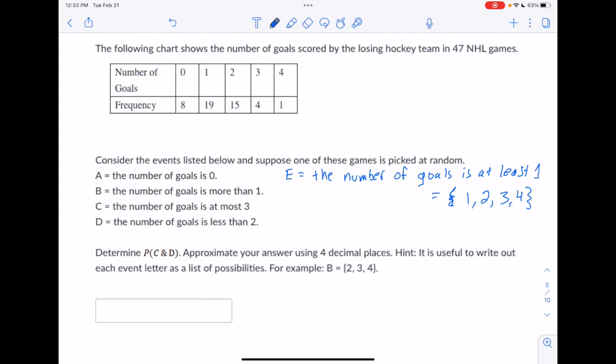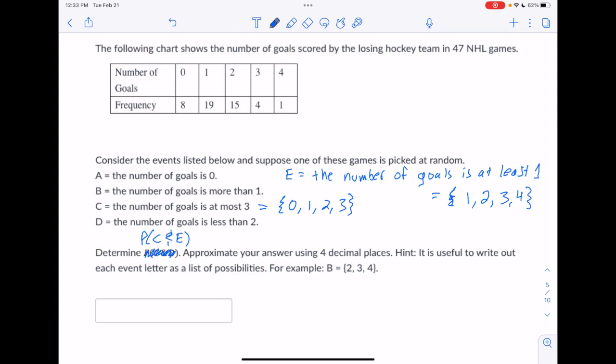They want us to determine the probability of C and D, but I want to mix it up and give help, not answers. So we're going to do the probability of C and E instead, using this new event that I just defined. Event E is 1, 2, 3, 4. Event C is at most 3. At most 3 translates to 3 and down, so that would be 0, 1, 2, 3. Now we want to start thinking about our question, determine the probability of C and E.